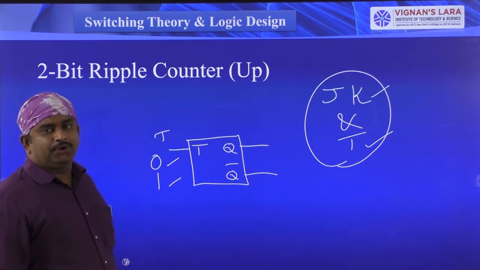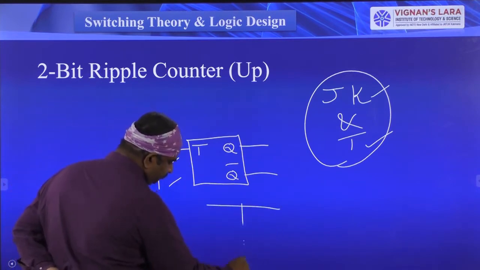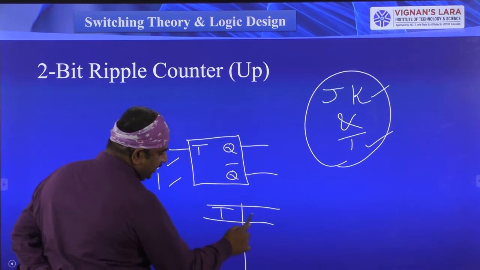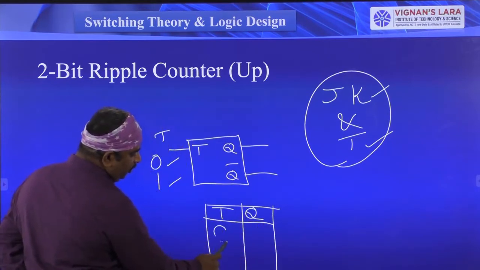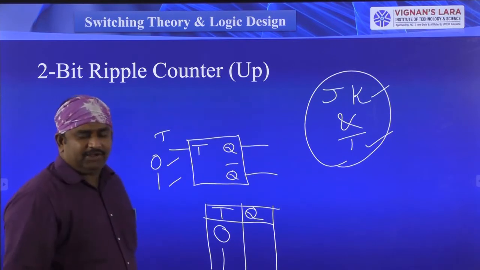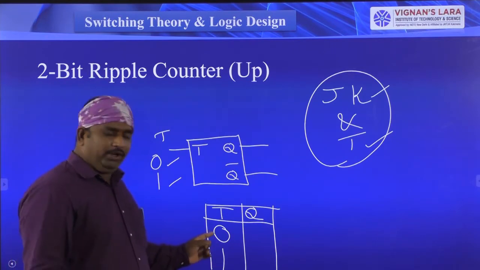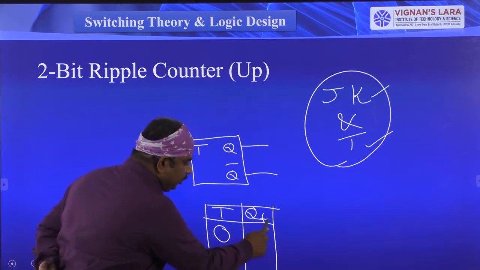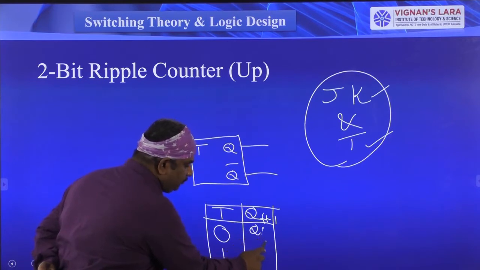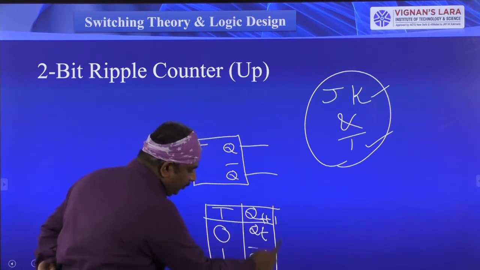Now see the truth table for the T flip-flop. T is the input and Q is the output. For the T flip-flop, the input is 0 or 1, so 2 conditions are available. When T is equal to 0, the output Q(t+1) is equal to Q(t), and when T is 1, the output is Q(t) bar.